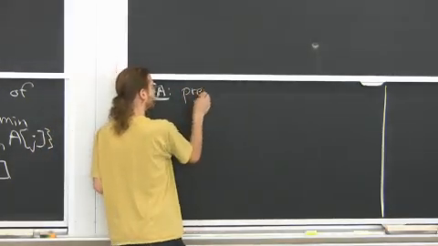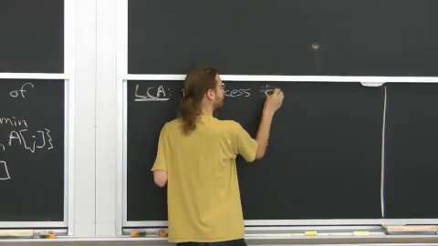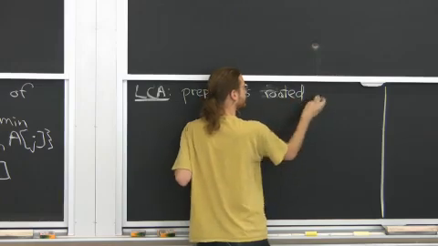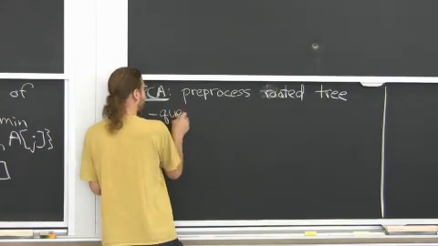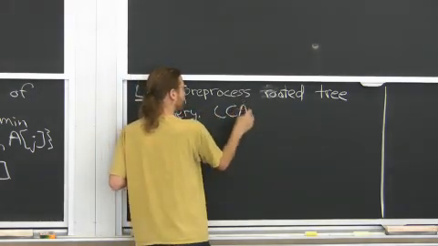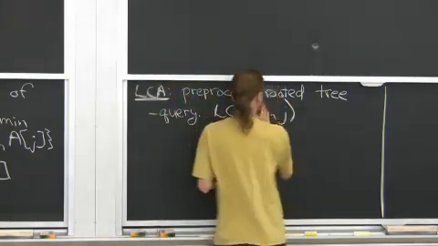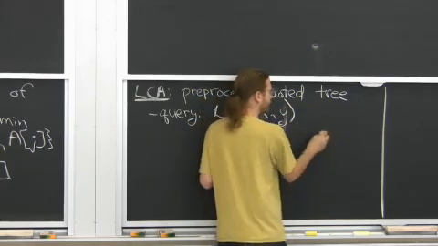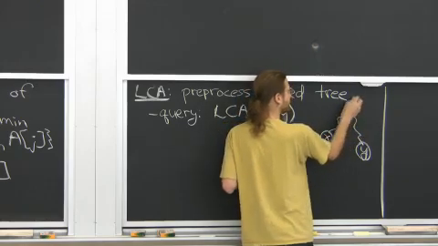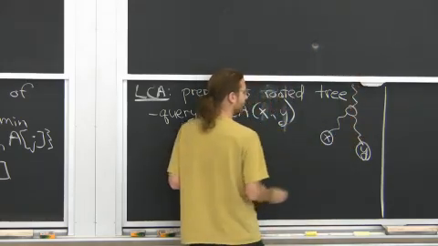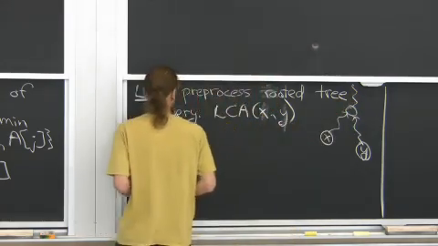So the LCA problem is you want to pre-process a tree, say a rooted tree, and the query is LCA of two nodes, which I call x and y. So it has two nodes, x and y, in the tree. I want to find their lowest common ancestor, which looks something like that. At some point they have shared ancestors, and we want to find that lowest one.